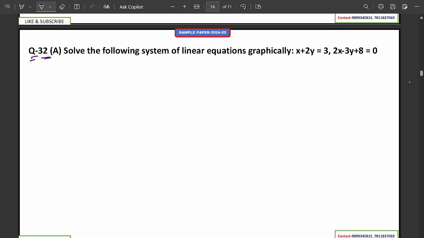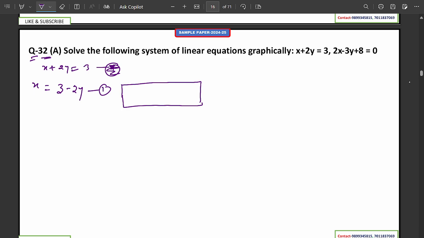So it is given that x plus 2y is equal to 3. This is equation 1. So we can find x in terms of y: x is equal to 3 minus 2y. First you have to put values in place of y and find the value of x for the graph. You all know this is a very easy method.